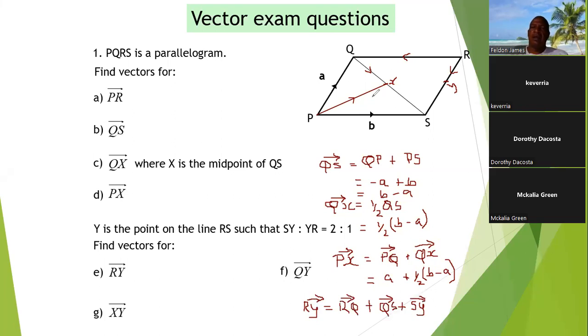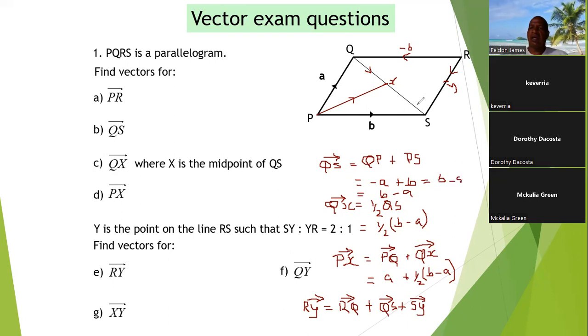All right. If we go from R to Q, that would be going opposite to... remember Q to R is the same as B. Q to R is the same as P to S, which is the same as B. But if we're going from R to Q, then this is going to become minus B. Now Q to S, we would have calculated Q to S to be equal to B minus A. So this is Q to S equal to B minus A.